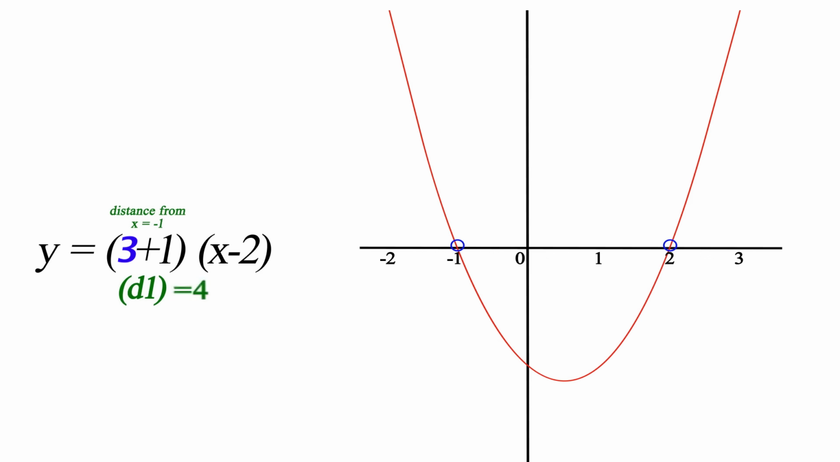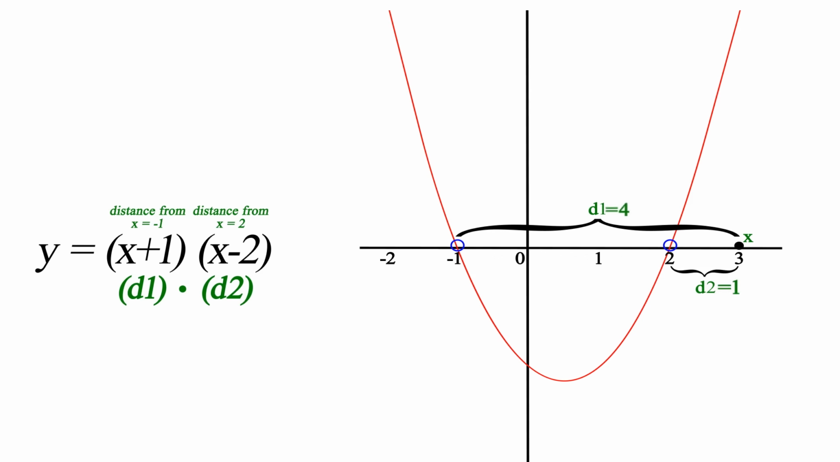To see this graphically, we can put a dot at x equals 3 and see that the distance from negative 1 is 4. Then the second term in the equation is just the distance some arbitrary x value is from 2, and that gets multiplied by d1. So on the graph for some x, like we see here, we find the distance from negative 1, or 4, and the distance from 2, or 1. We then multiply the results, and this tells us our y value for that given point, which would be 4.